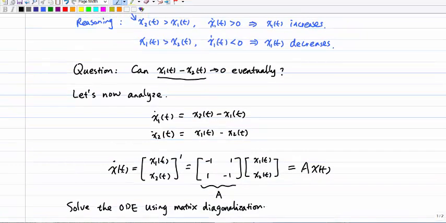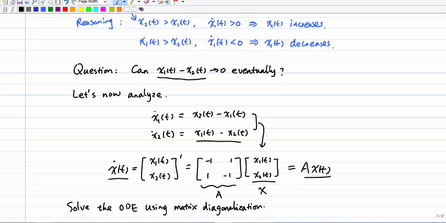Now I'm going to say, hey, I can try to write this as a matrix equation, which is x dot t. Of course, x(t) is x1(t), x2(t). So x dot t is equal to, the right hand side is just [-1, 1; 1, -1] times [x1; x2]. If you write this in matrix form and call this A and this x, then I have x dot t is A x(t).